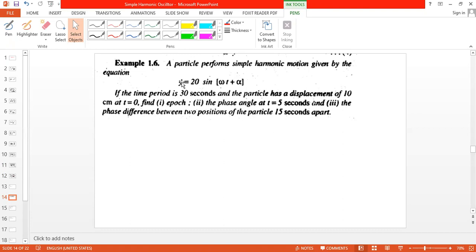Okay. So this is the equation of displacement that a particle follows when it is oscillating simple harmonically. It has a time period of 30 seconds and a displacement of 10 centimeter at t equal to 0. I have to find the epoch, which is the value of alpha, and the phase angle at time t equal to 5 seconds. So which is the phase angle? This term is the phase angle.